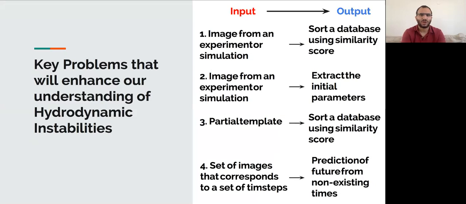But before we try to bridge the gap, we need to define exactly what problems we intend to solve. The first: given an input image from an experiment or simulation, sort the database according to a similarity score. The second: given an input image from an experiment or simulation, extract the initial parameters of the most similar image. The third: given a partial template from an experiment or simulation, sort the database according to a similarity score. And the last one: given a set of images that represent the growth of the phenomena, predict the non-existing time steps.